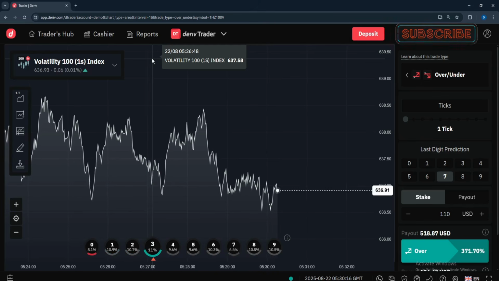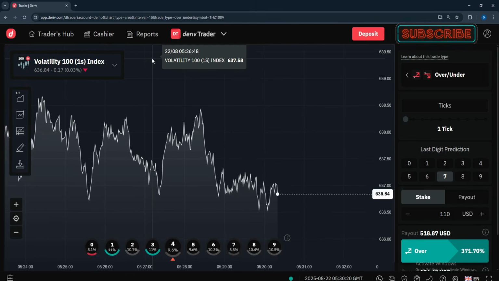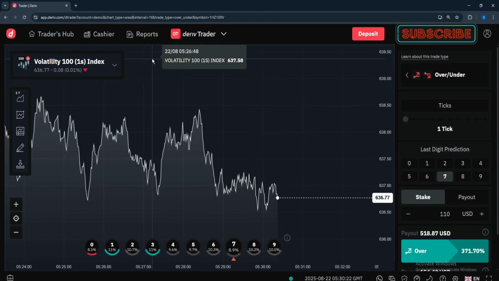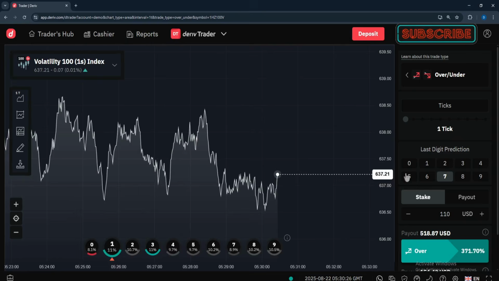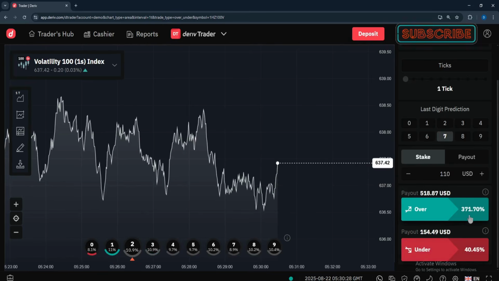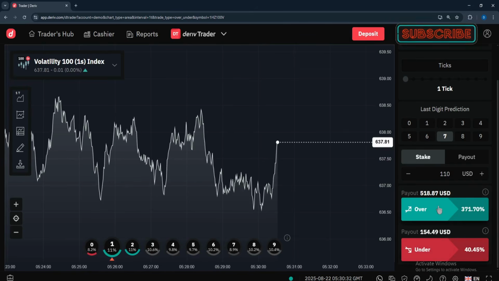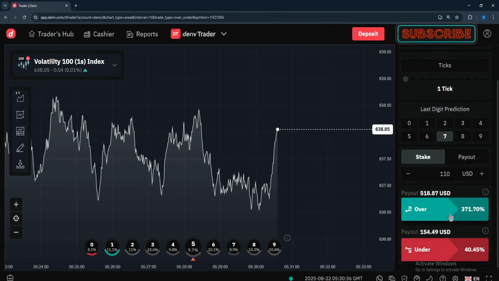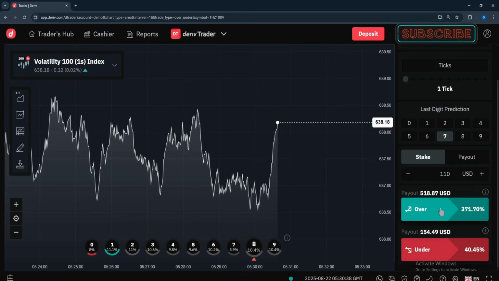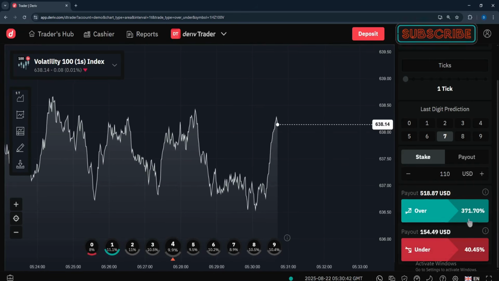Now, when it comes to over 7, it is in the critical danger zone area. The critical danger zone area is whereby you approach 7 and 8, because the risk is extremely high. That is why you can see the profit margin is 371%, because the risk here is over 100%. Anytime in trading Deriv you see the percentage for the profit has crossed 100, just know you're entering a very risky market, and that is why the profit margin is extremely high.